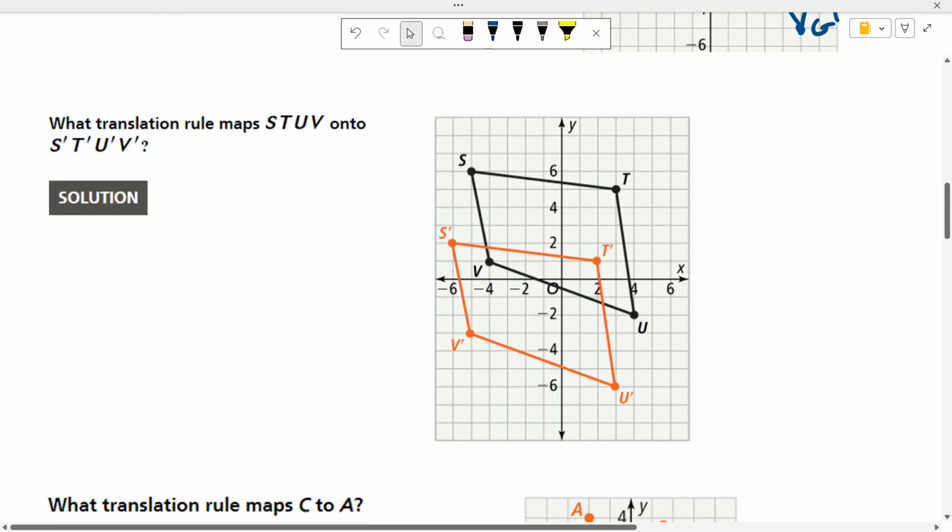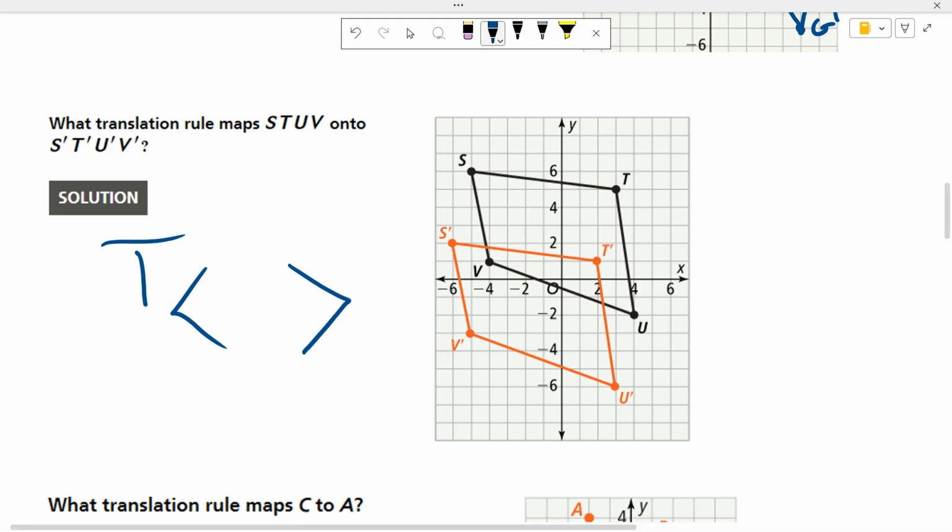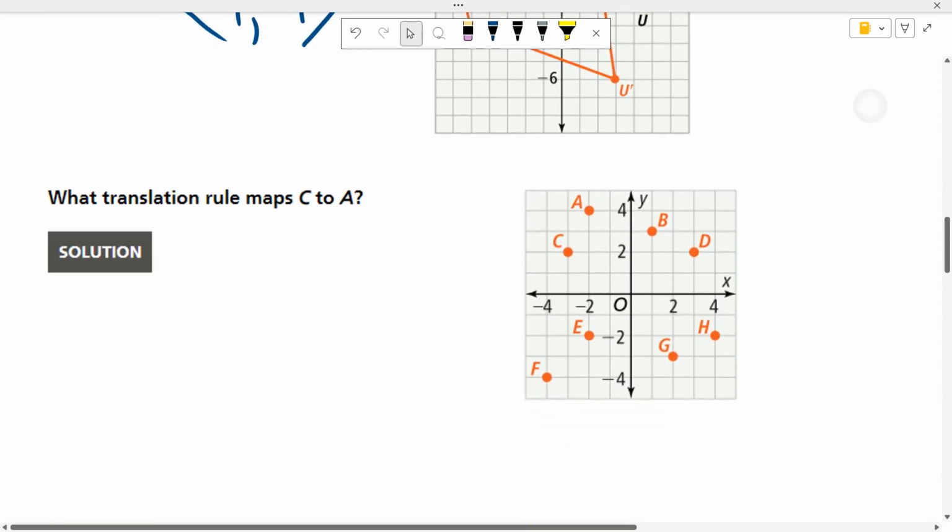Okay? Now, what is the translation rule here? How did we move the points? Well, let's look at S. How far did I move S, right or left? 1 to the left, so it's -1. How far did I move S down? 4, so it's a -4. So it's a translation of (-1, -4).